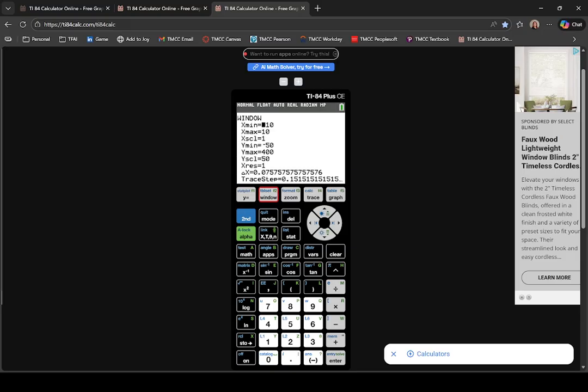Just so you can follow along, here's what my window looks like. I'm going from -10 to 10 on my x-axis, -50 to 400 on my y-axis. So I really did have to fit this on my screen. That's what makes my graph look like this.